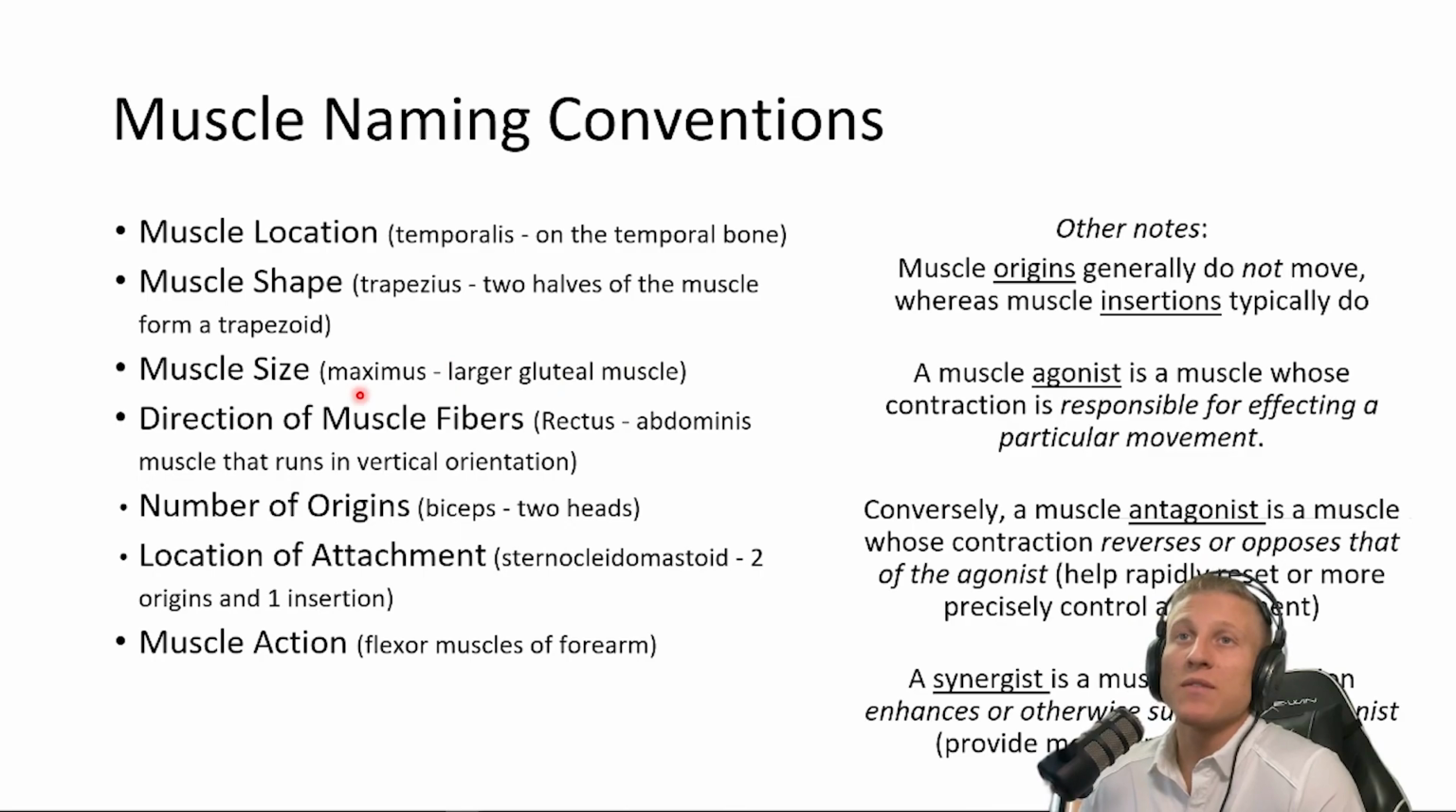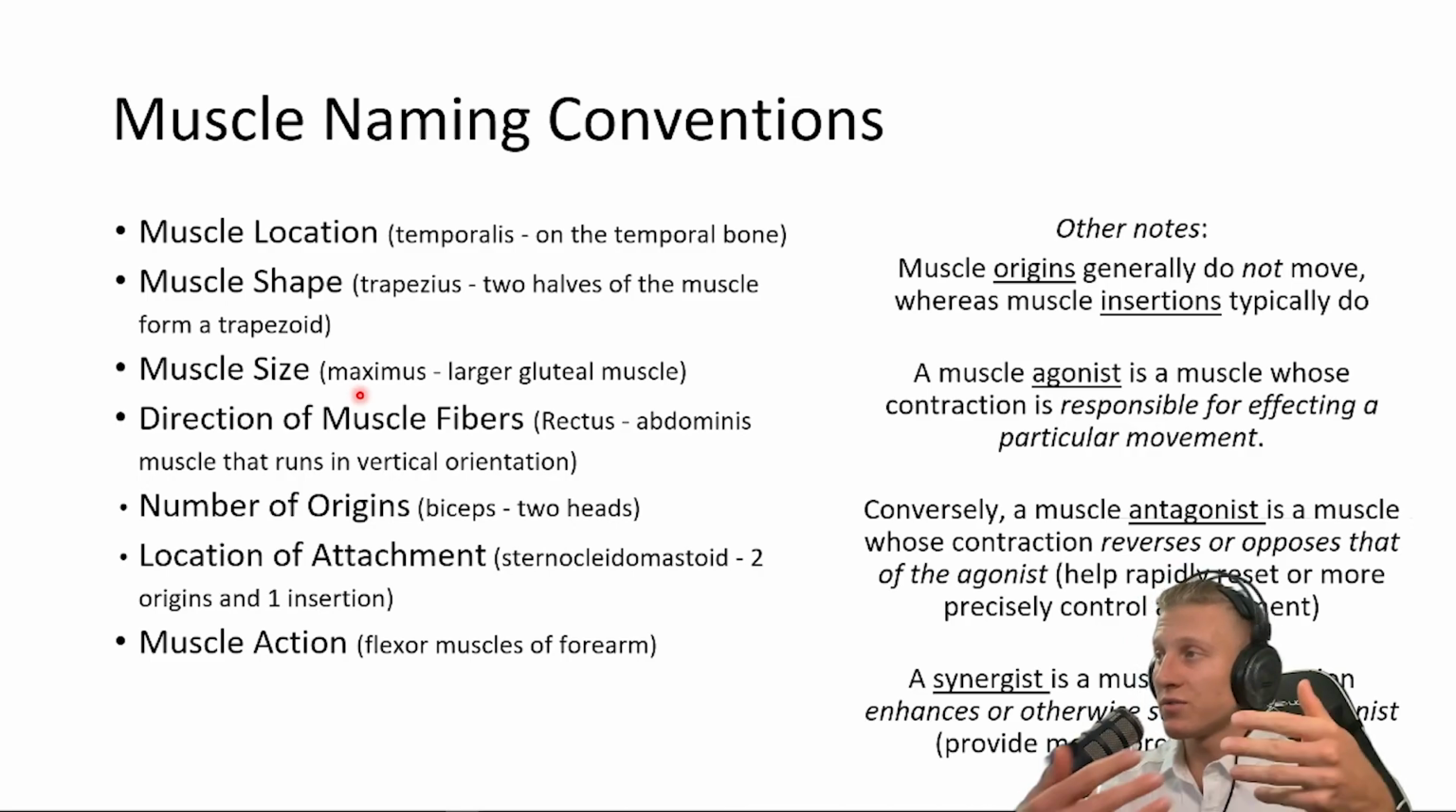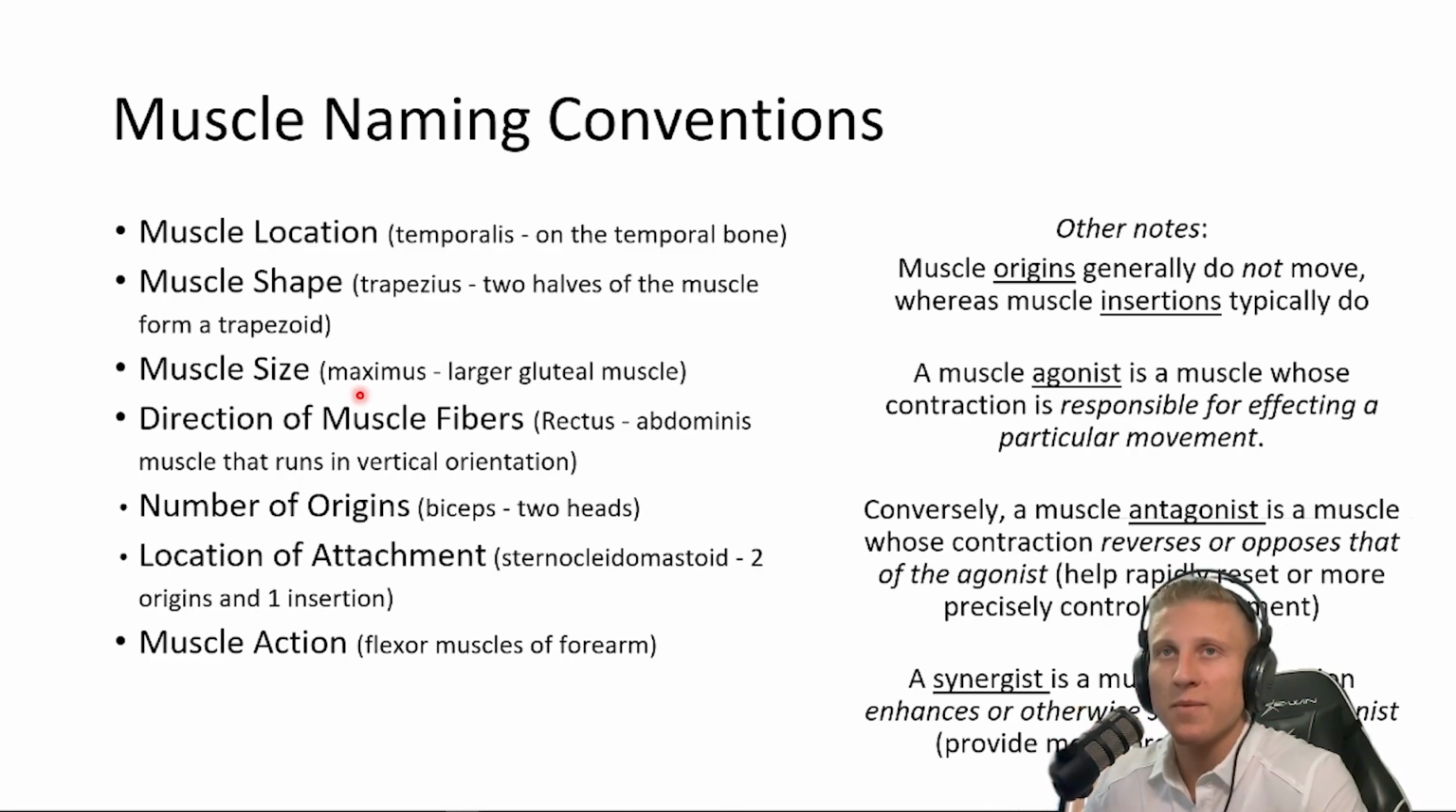We can have the direction of the muscle fibers. So we have the rectus abdominis, which we'll see in a few slides. But we also have the transverse abdominis, which is basically running perpendicular in orientation. Rectus means kind of vertical or tall. And so those are the fibers running in the vertical orientation, and then transverse are going to be the ones running perpendicular to that.